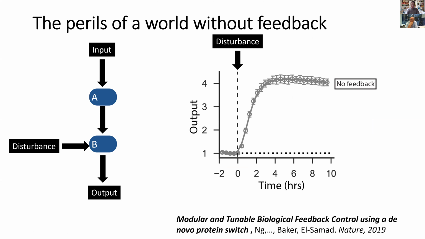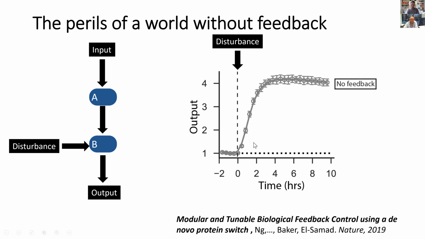And I'm going to show you the data for this, and this is precisely what we did. This is the system first without feedback. So we give an input. For that input, the output settles at some level. Once it reaches steady state, we disturb, through a small molecule, node B, which is a transcription factor that is receptive to that molecule. So it's a hormone-inducible transcription factor.